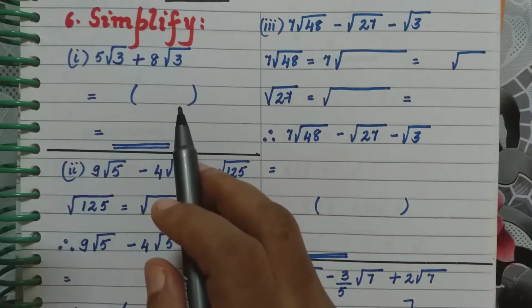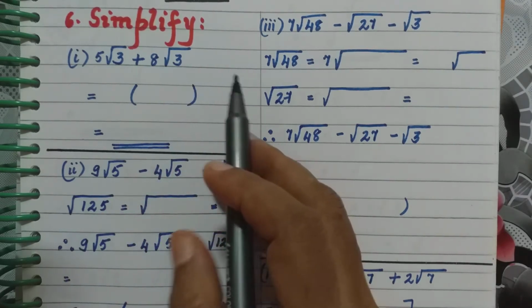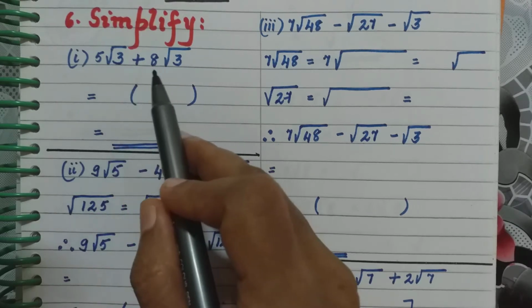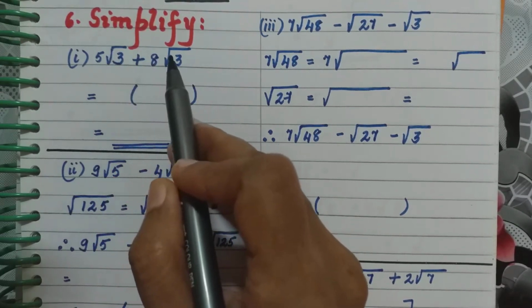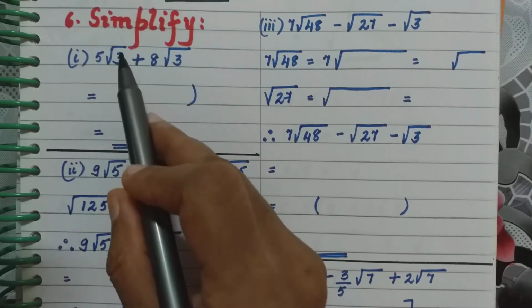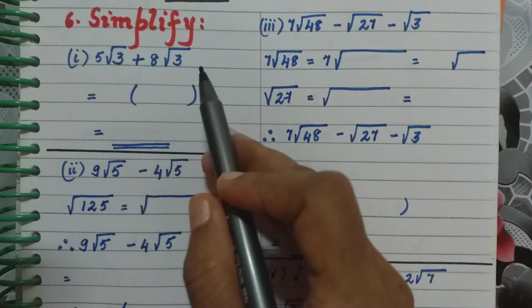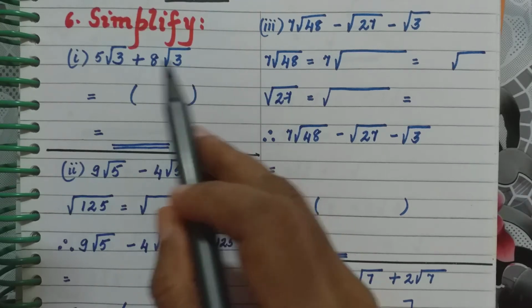And what are like surds? With the same order and same radicand. Now look at the first question here. We have 5 root 3 and 8 root 3. What is the order here of both of them? Both of them, the order is 2. What is the radicand of both of them? Both of them is 3. So they are like surds. We can add them.